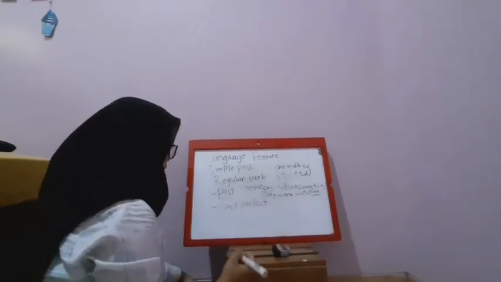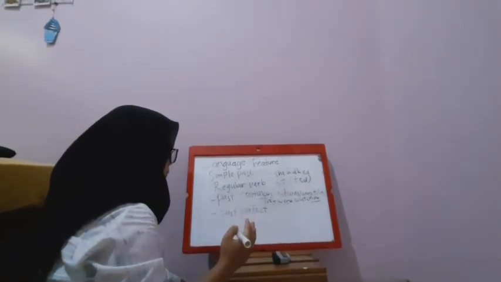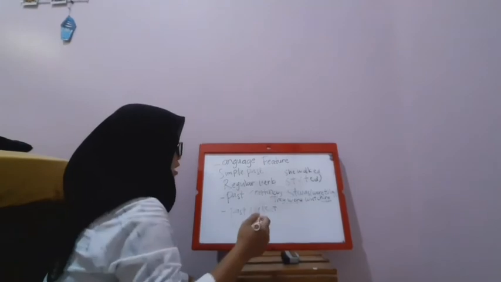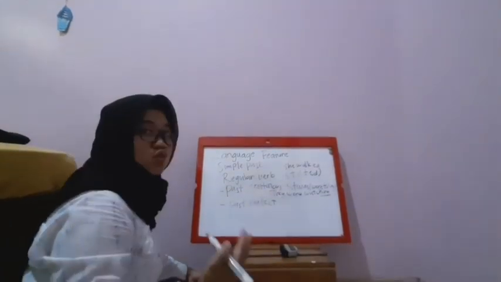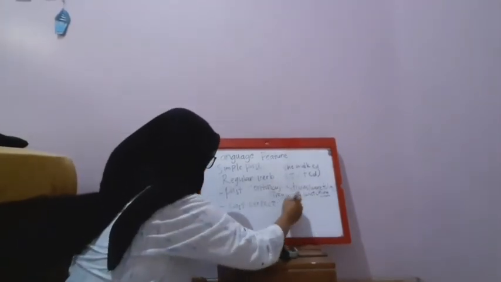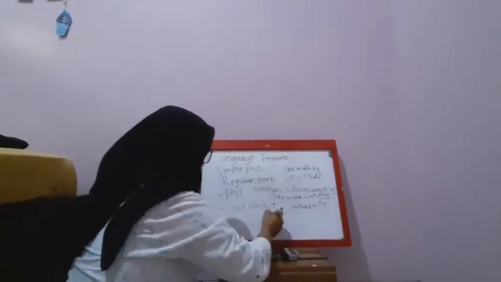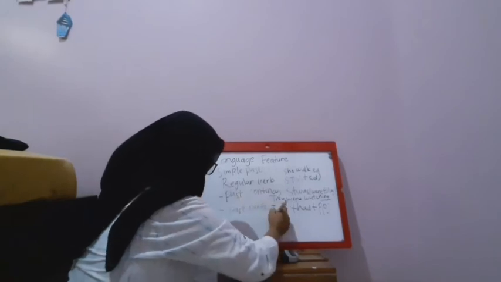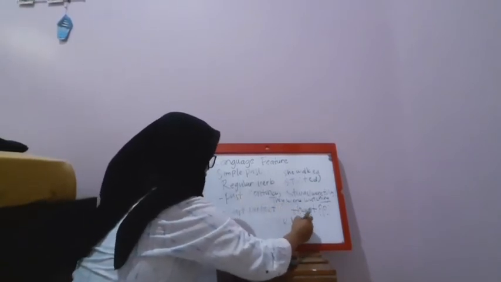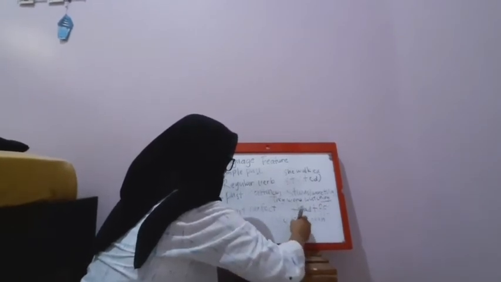Past perfect adalah digunakan untuk menyatakan kejadian yang sudah benar-benar terjadi di masa lampau. Formulanya subject plus had plus past participle. The example of the sentence, he had seen a ghost. This is the formula of simple past.